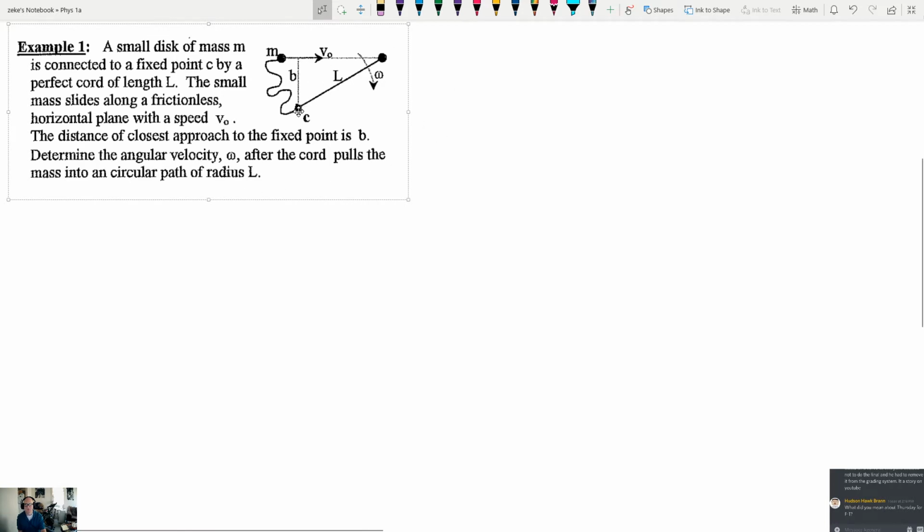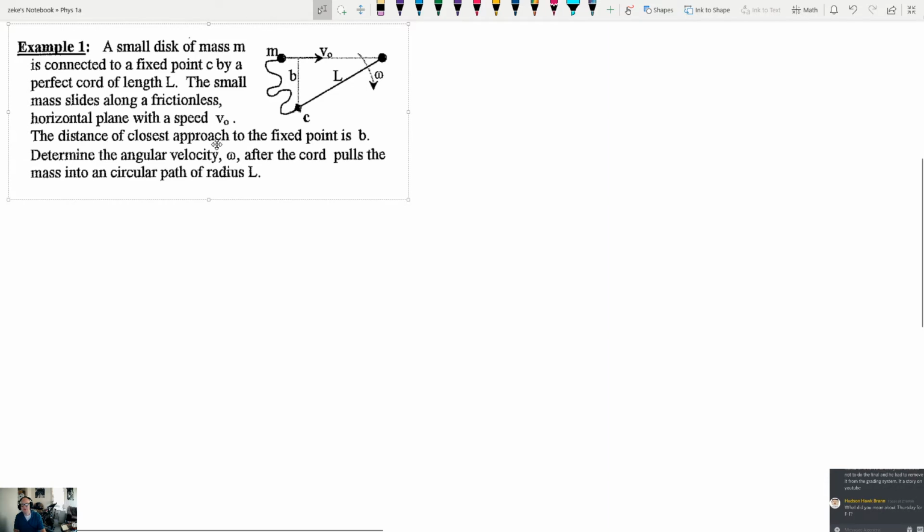You could think of it as a hockey puck on an air hockey table that's connected to a string, which is connected to a fixed point. And the hockey puck is basically sliding flat on that surface. So there's no gravity here. The gravity would be pointing down into the page, because we're on a flat surface. The small mass slides along a frictionless horizontal plane with the speed of v initial.